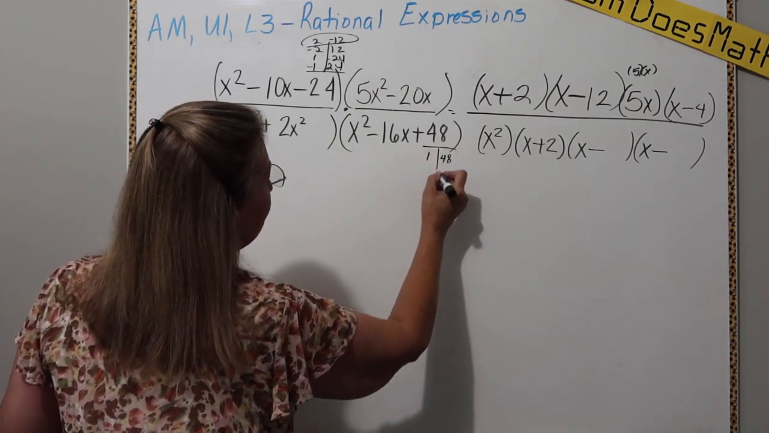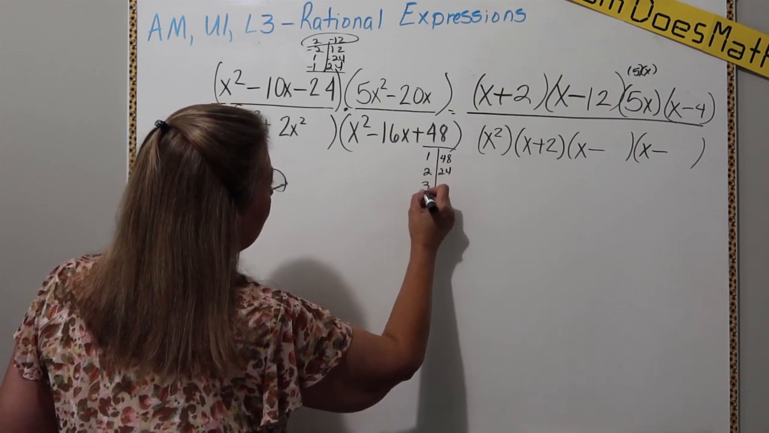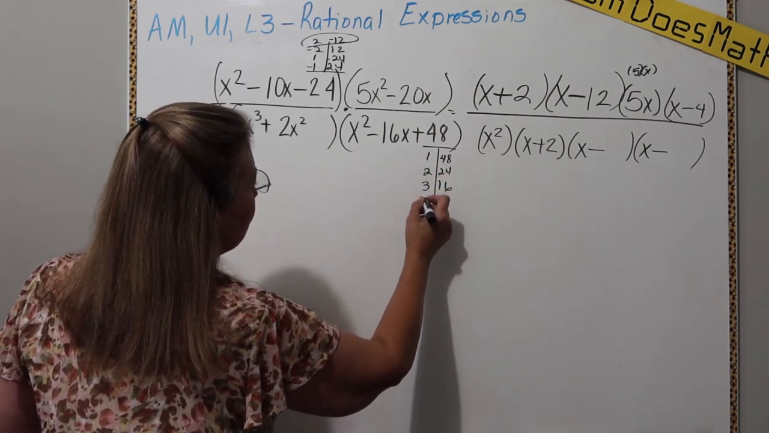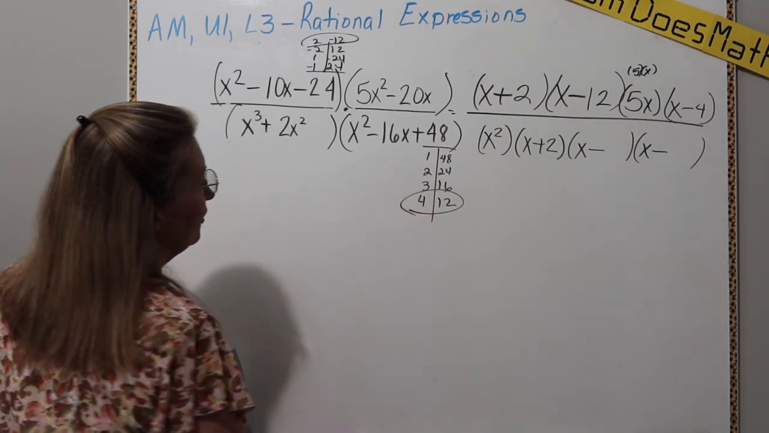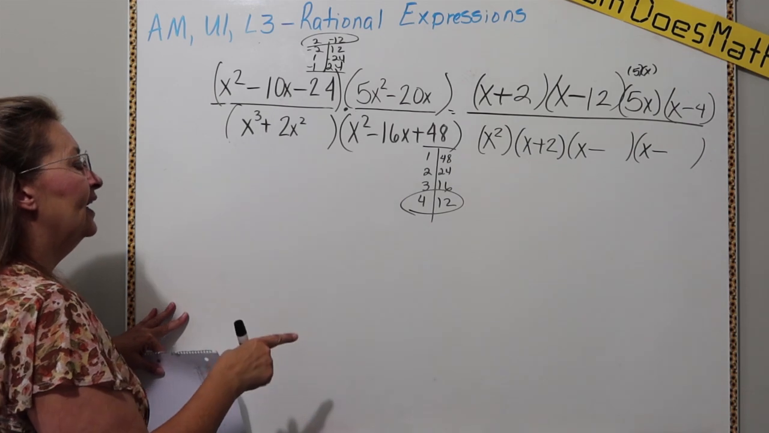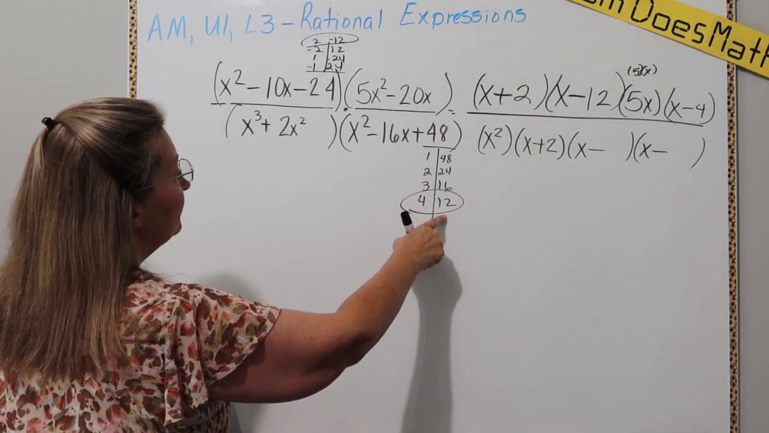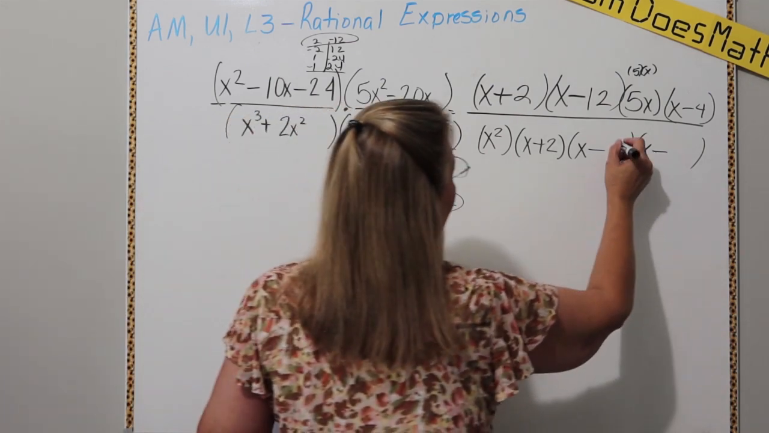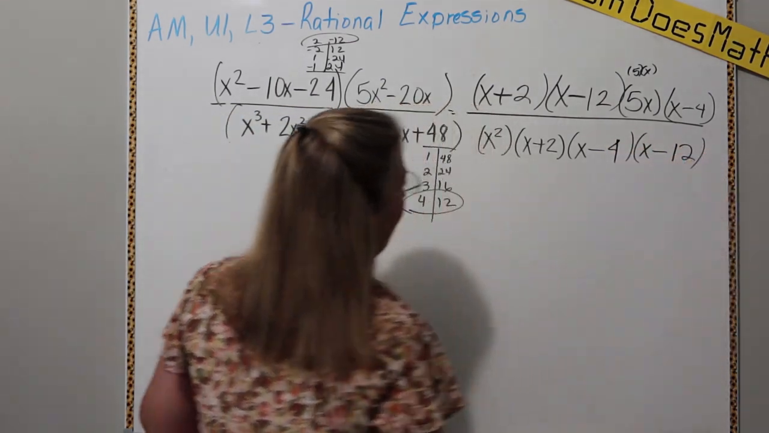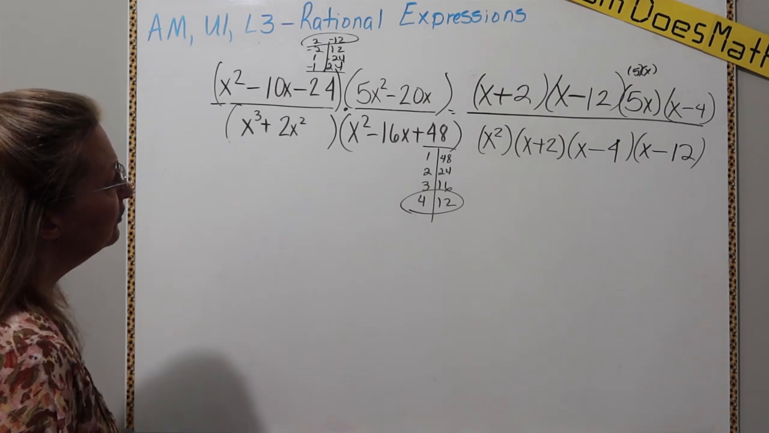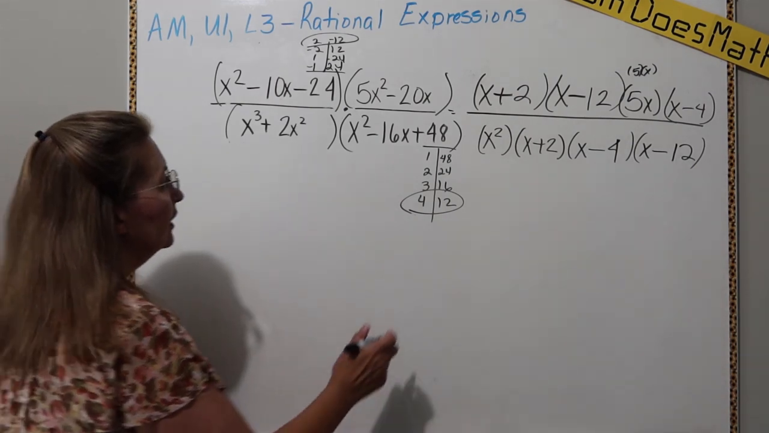So you got 1 times 48, 2 times 24, 3 times 16, 4 times 12, and here's our winner. Negative 4 plus negative 12 will give us negative 16. Negative 4 times negative 12 gives us positive 48. So we can put minus 4, minus 12. Okay?